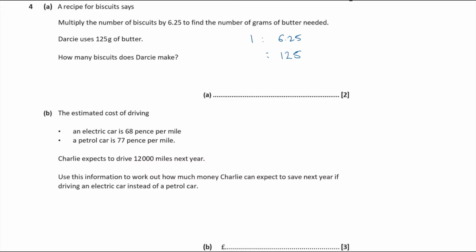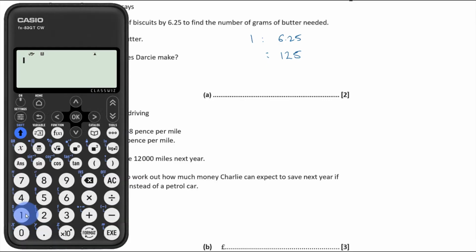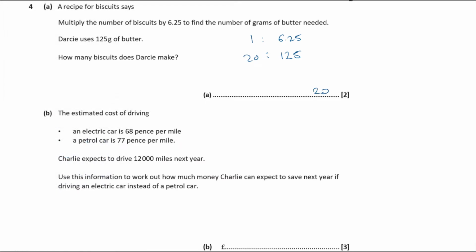So if I've then got 125 grams of butter, how many biscuits is that then? Well, I think I need to just divide 125 by 6.25. How many times does 6.25 fit into 125? 125 divided by 6.25 comes to 20. So it must be 20 biscuits that they make. So that's 20 biscuits. All right.